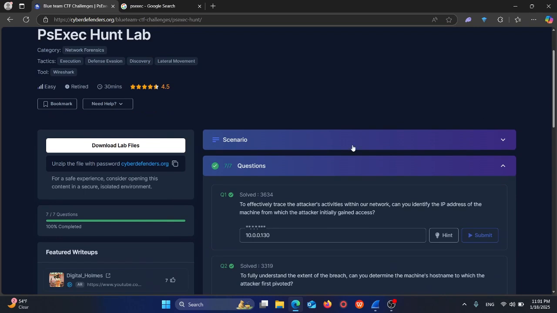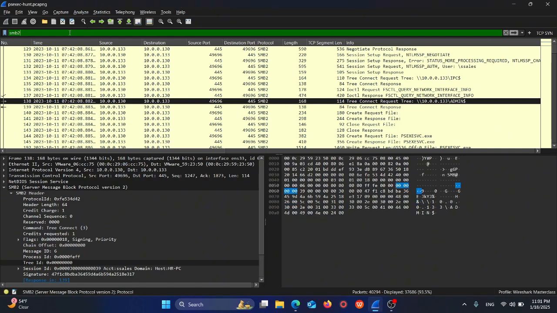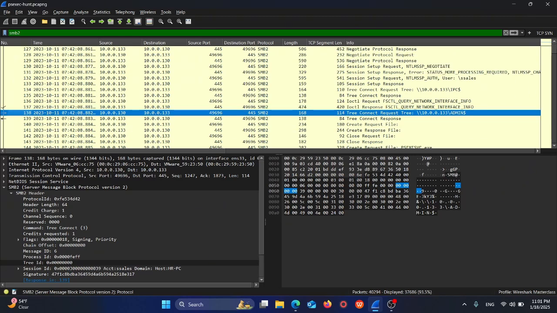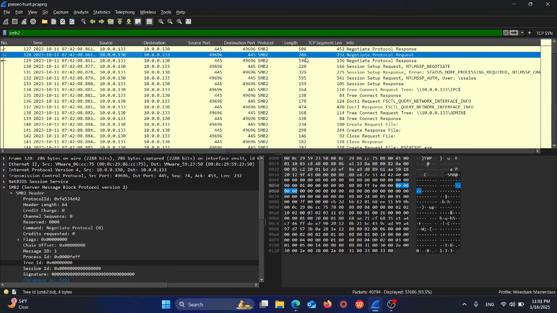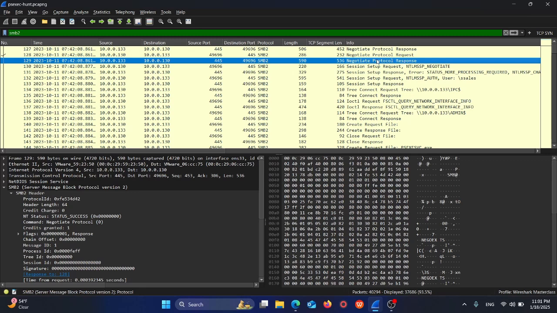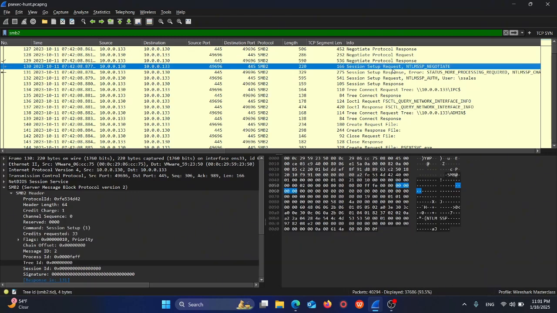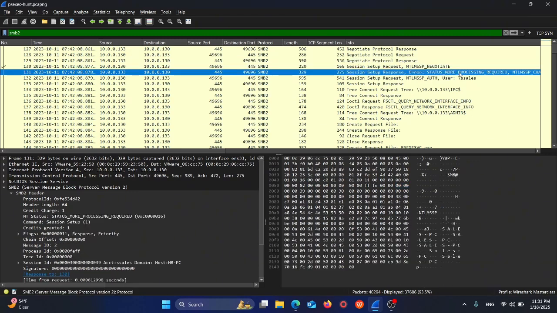Question number two: to fully understand the extent of the breach, can you determine the machine host name to which the attacker first pivoted? Coming back to our packet capture, SMB2. As you can see here, we have 130 sending a negotiate protocol request, negotiate protocol response, session setup, NTLM negotiate, status more processing required.